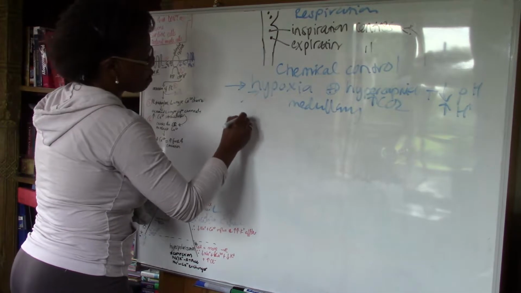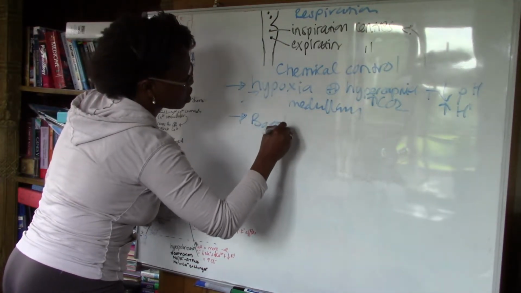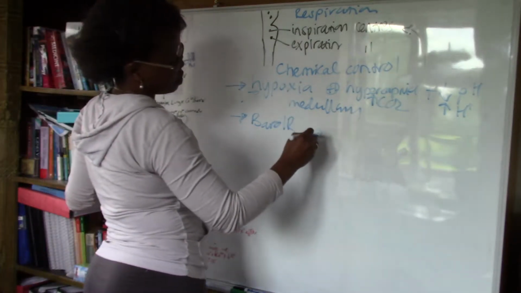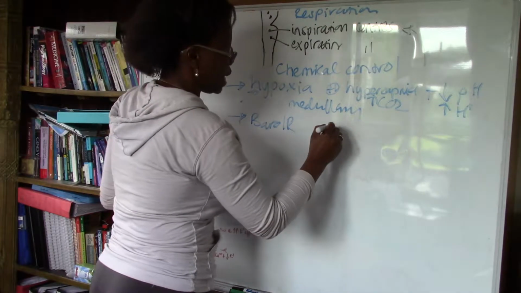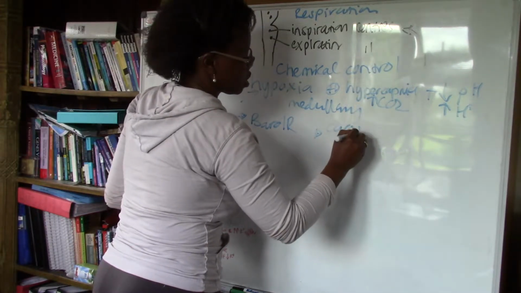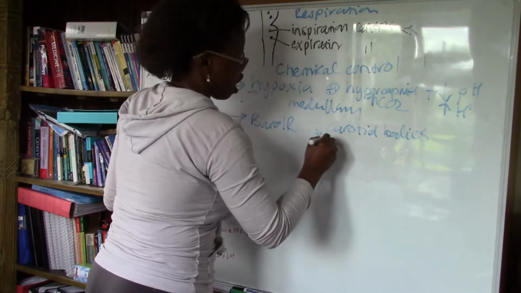We also have baroreceptors. And the baroreceptors, if we remember, we've already discussed them in cardiology. They are located in the carotid bodies and in the aortic arch.